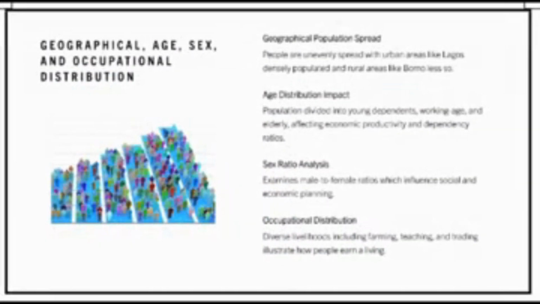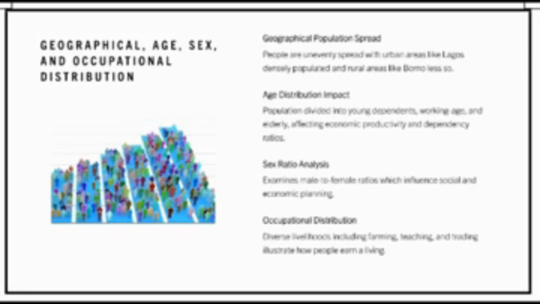Population distribution can be categorized into 4 different places. The first one is geographical distribution of population, which refers to how people are spread across the country. For instance, Lagos can be seen as a densely populated region of the country, while Borno can be regarded as sparsely populated.